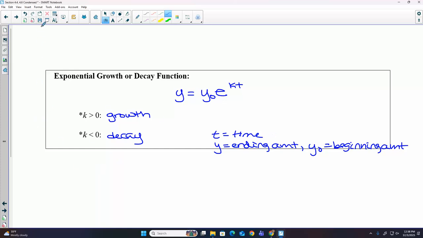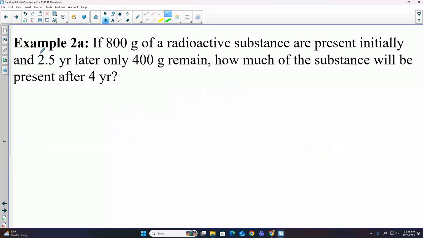All right, so let's look at one. If 800 grams of a radioactive substance are present initially, and 2.5 years later only 400 grams remain, how much of the substance will be present after 4 years? Okay. We have to do a couple different things on this. That's the formula we need, but we have to figure out what our constant is. So to find that constant, we are going to have to use the other information given.